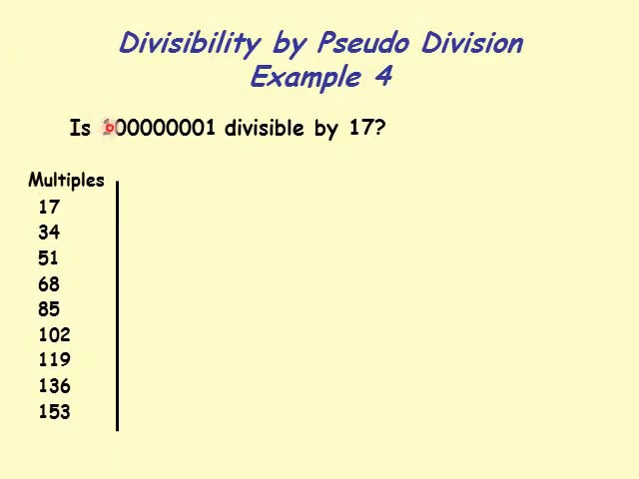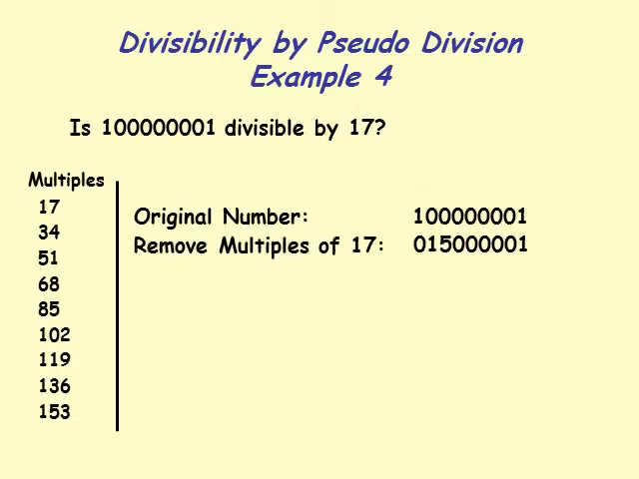Another example, example 4. Example is: is 100000001 divisible by 17? Here's my cheat sheet of multiples: 17, 34, 51, 68, and so on. Let's continue here. This is the original number, 1 followed by 7 zeros and a 1.